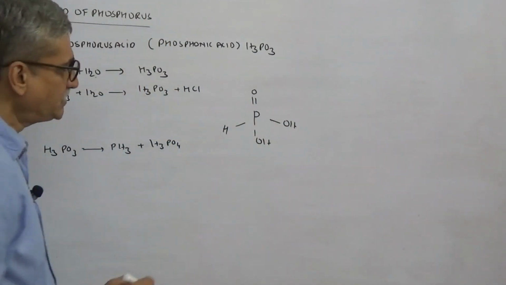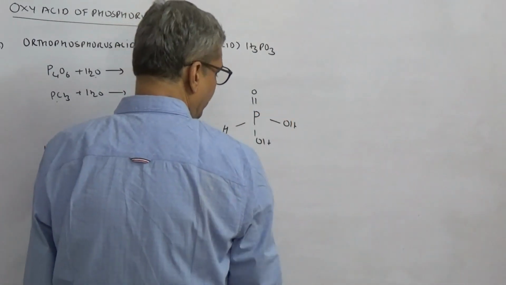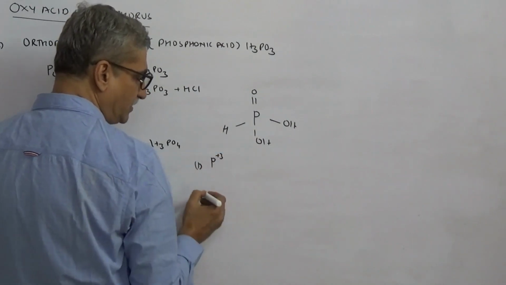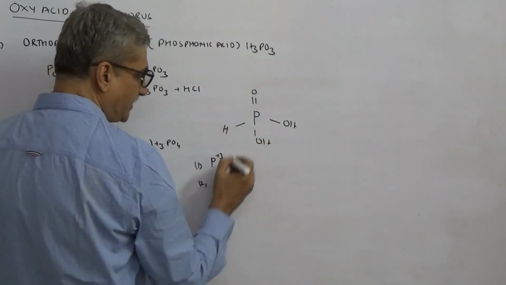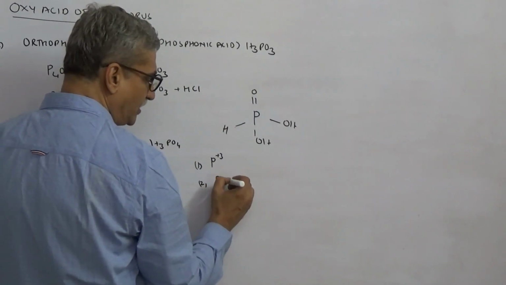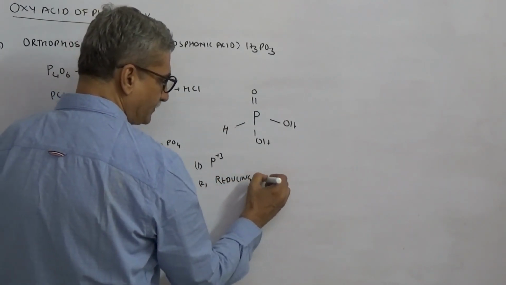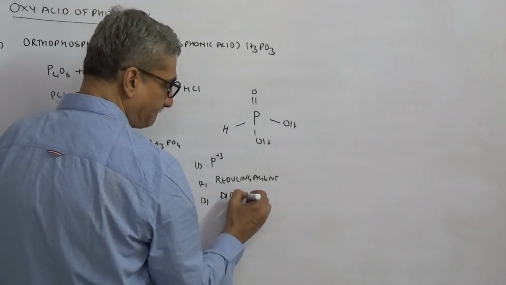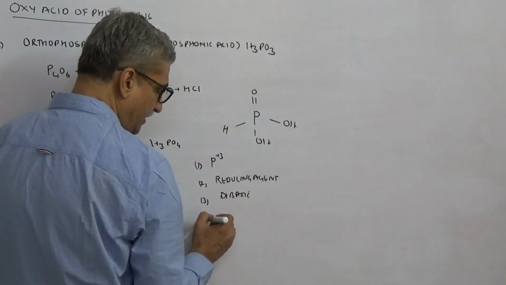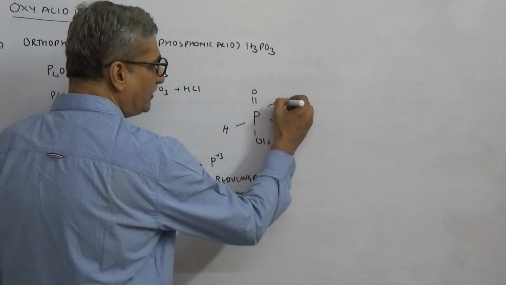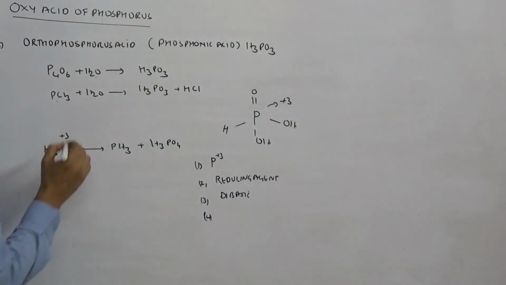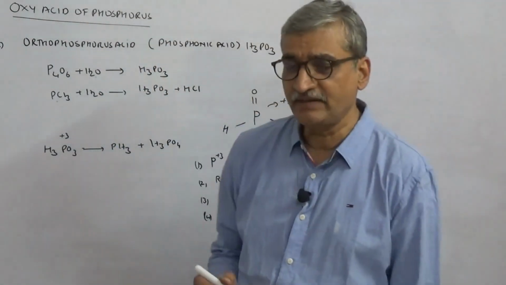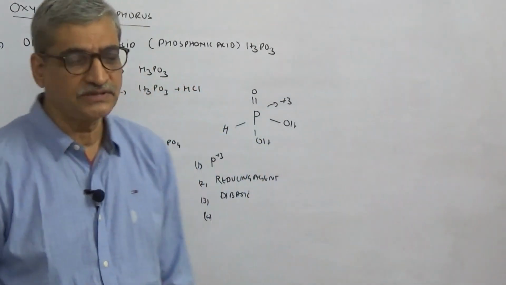Is this clear? So here, what are the points that we can say? First and foremost, phosphorus has an oxidation state of +3. Second, because of the presence of H, it's a good reducing agent. Third point is, it is dibasic. Fourth point that we can talk about is, I told you that when you have a +3 oxidation state, it disproportionates. I told you in the beginning itself that oxy acids having +3 oxidation state undergo disproportionation.